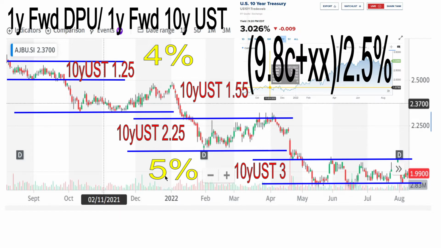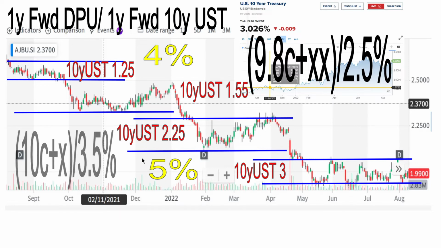So over here, a 5% yield is actually more of like a 10 cent plus X over 3.5%. Because over here, although the 10-year treasury is at 3, the forward expectation is more than 3.5, right? So you can see the 5% is against a 3.5% forward expectation, or again a 1.5% pickup. So actually, if you look at it, it's very, very surprisingly constant.